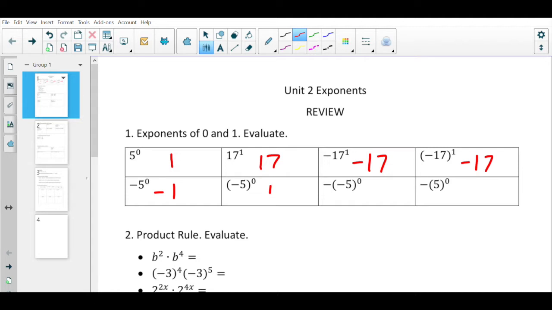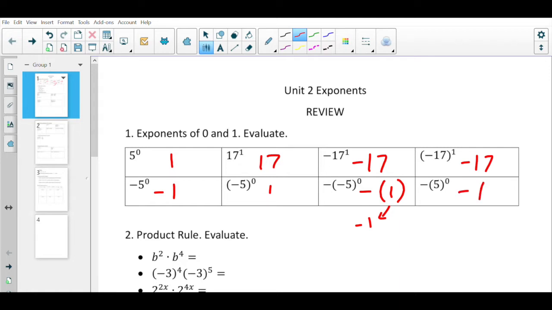Negative, brackets, negative 5 to the 0. So that's negative 1. And that's just negative 1. And this one is negative, and then brackets to the 0 exponent, and that is just negative 1.